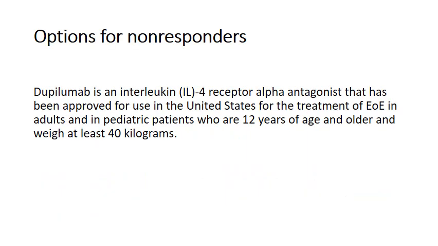Options for non-responders: Dupilumab is an interleukin-4 receptor antagonist that has been approved for use in the United States for the treatment of eosinophilic esophagitis in adults and in pediatric patients who are 12 years of age and older and weigh at least 40 kgs.